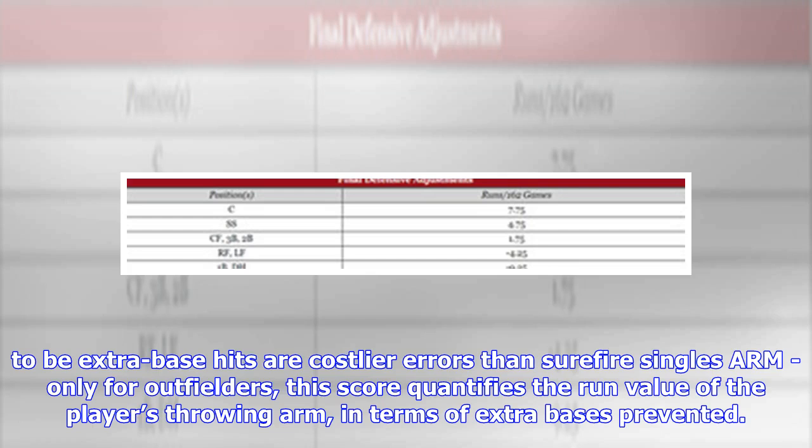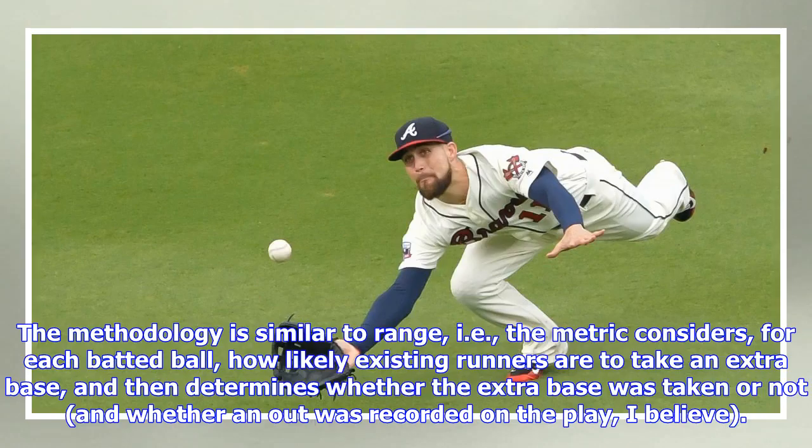Only for outfielders, this score quantifies the run value of the player's throwing arm, in terms of extra bases prevented. The methodology is similar to range, i.e., the metric considers, for each batted ball, how likely existing runners are to take an extra base, and then determines whether the extra base was taken or not, and whether an out was recorded on the play, I believe.